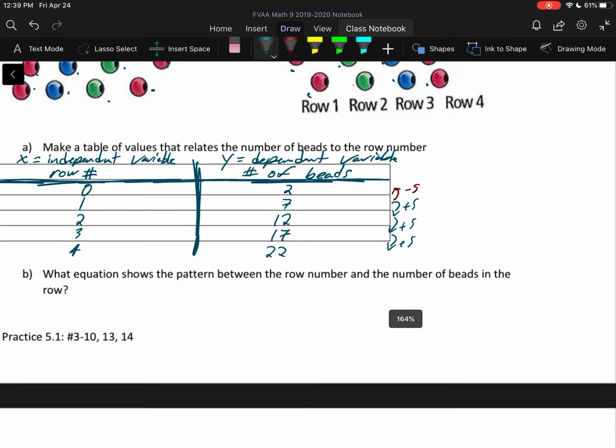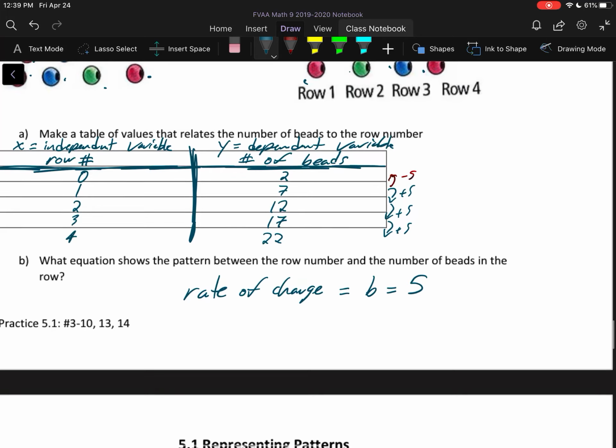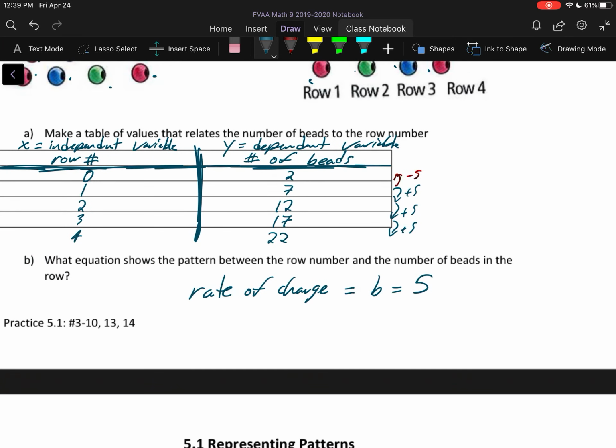Okay, so let's put that in our equation. We said the rate of change is equal to 5, right? Because with every additional row, you have 5 more beads. Rate of change is not equal to b, my mistake. Rate of change is equal to m, which is equal to 5. Initial value, which is equal to b, that's equal to 2, okay, when x is equal to 0. So that's this row here.